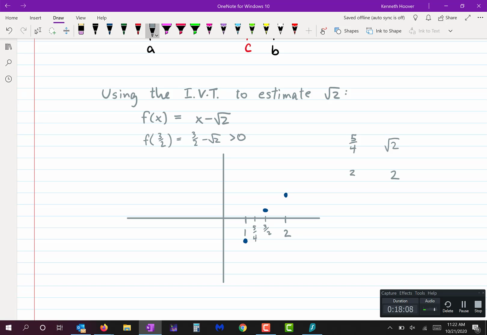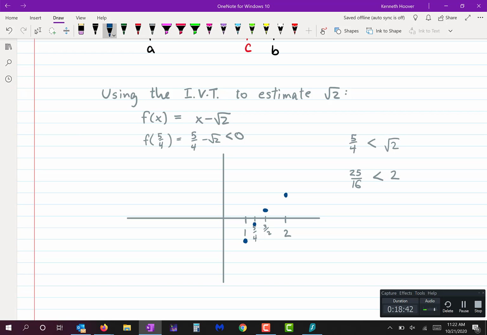Well, when you square 5/4, you get 25/16, which is smaller than 2. So 5/4 is smaller than the square root of 2. So f of 5/4 is a number minus a bigger number. So that will be negative.